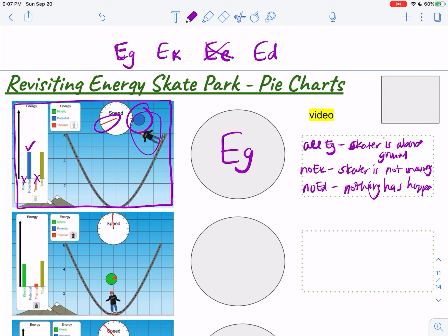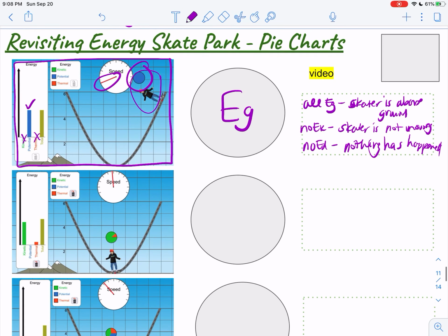It has to have some time for the rubbing between the board and the ramp to occur before it can transfer anything into the thermal category. Okay, so another one down. Let's take a look again at a new state diagram. Is the skater above the ground? No, so I have no EG. Is the skater moving? Yes. The speedometer reads pretty high, which means I'm going to have a high amount of EK.